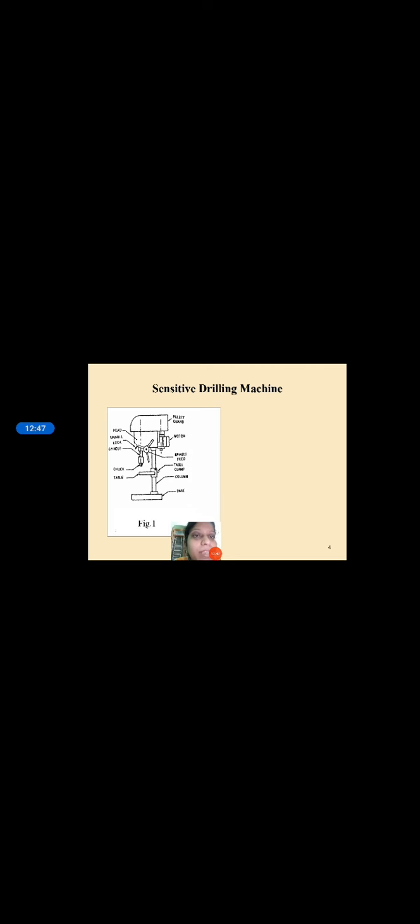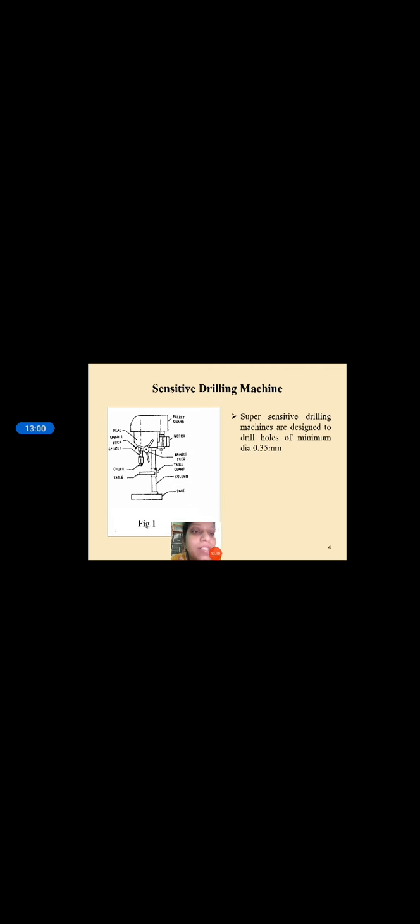The spindle is rotated by the motor, and in this slide we are able to understand what a sensitive drilling machine is, how it moves up and downward, and with what mechanism it runs. We have discussed the detailed information of the sensitive drilling machine here. So let us discuss it deeply.